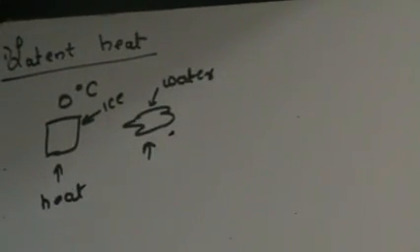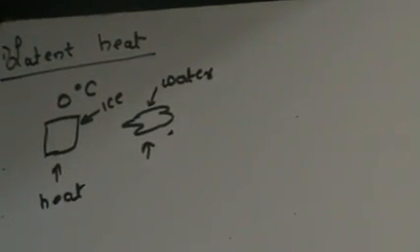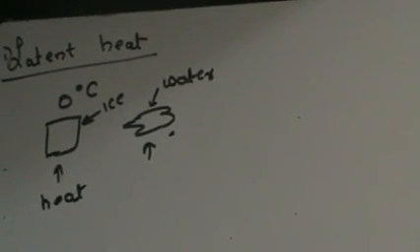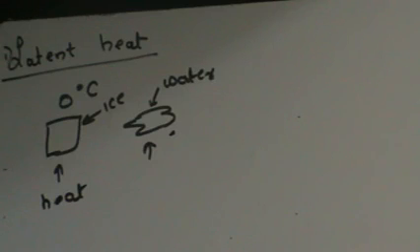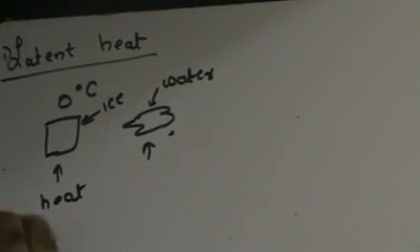What will be the temperature of this water? The temperature of this water will be 0 degrees only. Question: sir, where did all the heat go? The heat was used to convert ice from solid state to liquid state, right? The amount of heat required to convert a unit mass into liquid state at its melting point is called latent heat of fusion, right? So what is latent heat? Latent heat is the amount of heat required to convert a substance from one state to another state, okay?